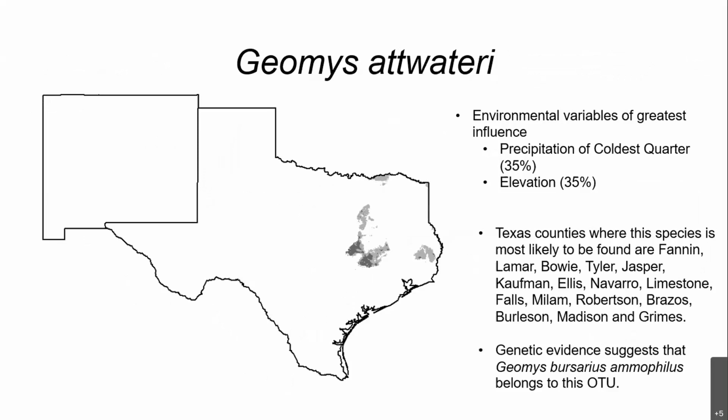With Geomys attwateri, the counties where they're likely to be found are listed there. Again, no need to memorize them. It's all going to be in a report coming out soon. The genetic evidence, however, suggests that Bursarius ammophilus belongs to the attwateri OTU.